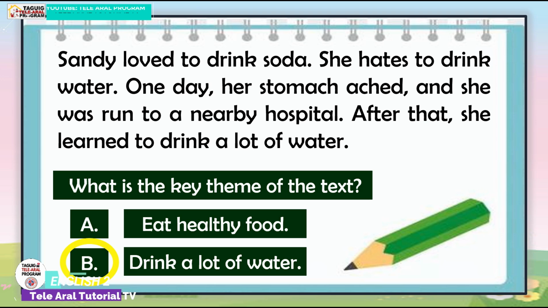Very good. Letter B is the correct answer. Drink a lot of water. In this text, we observe that Sandy hates to drink water, which caused her to have a stomach ache and run to the hospital. Then after the incident, she learned how important water is in our body. Always remember to drink a lot of water every day. Therefore, the key theme in the text is to drink a lot of water.